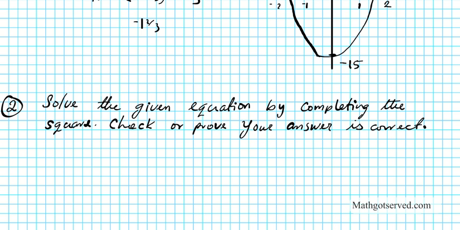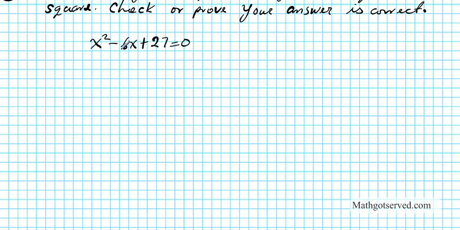Alright, so the question that we're going to be working on is x squared minus 6x plus 27 equals 0. Okay? So this one is already in standard form for us, so we're just going to go ahead and start applying the completing the square algorithm. Alright, so to do that, first of all, we have to create an incomplete square on the left side. So we need to move 27 to the right, subtract 27 from both sides.